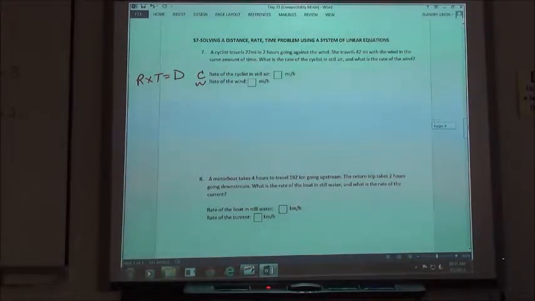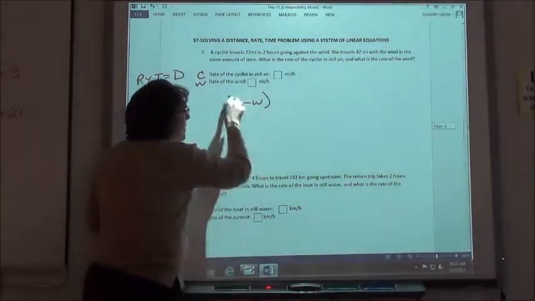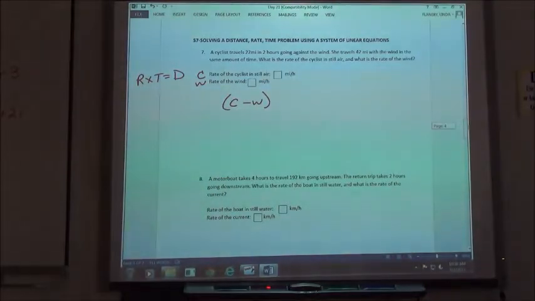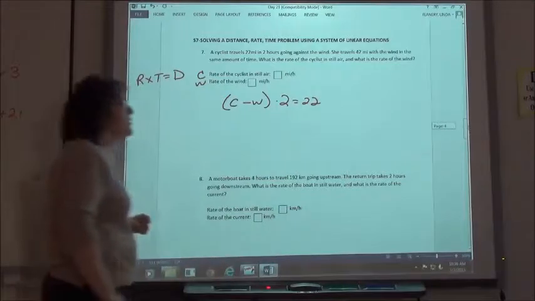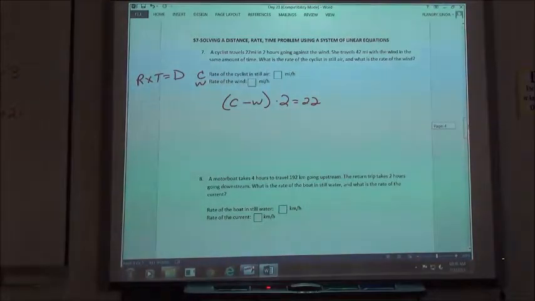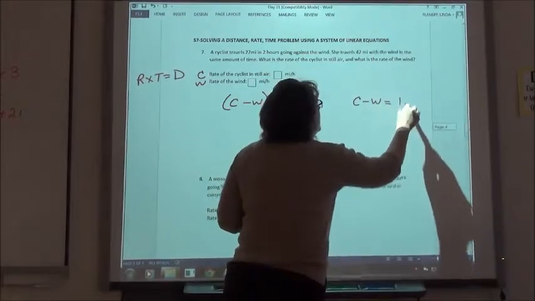I'm just going to use a C and a W to keep track of which is which. If I am going against the wind, the wind is going to blow against me and slow me down, right? It's harder to ride my bike into the wind. So my overall rate is going to be C minus W, times my time, which is 2 hours, to equal the 22 miles. Now they're going to divide by that 2 right away to get C minus W by itself, so C minus W equals 11.